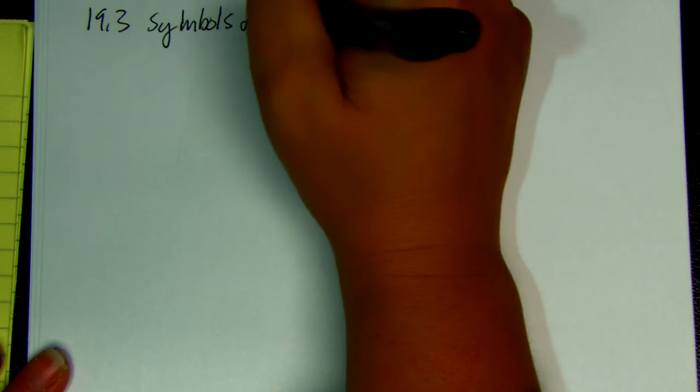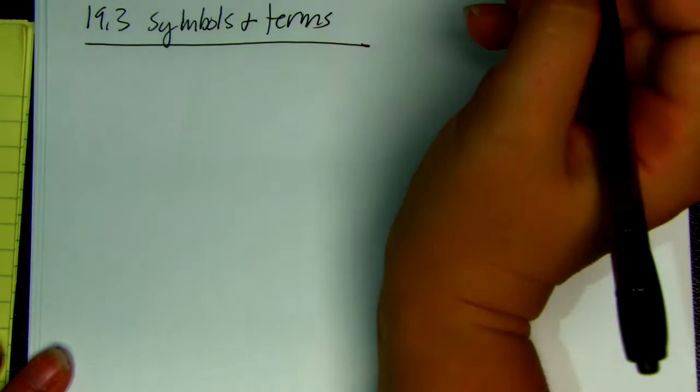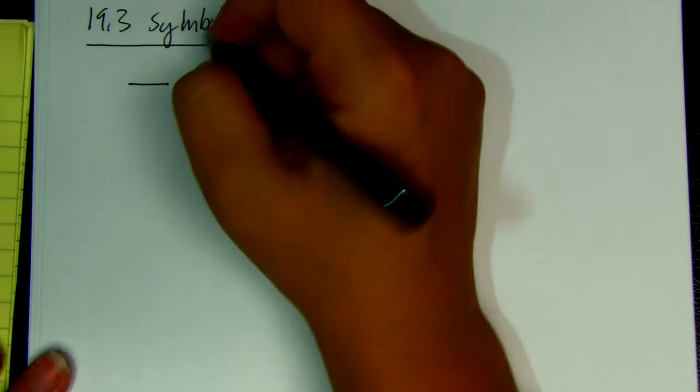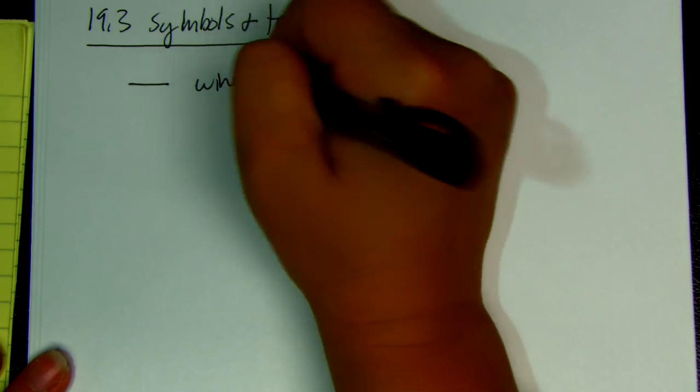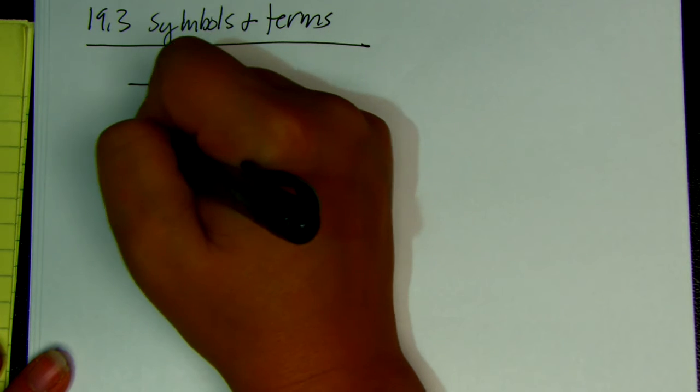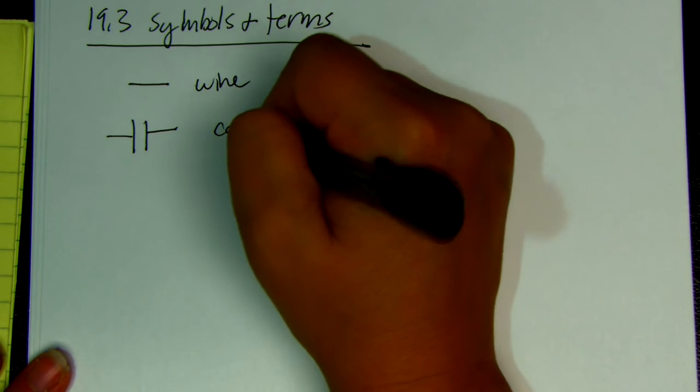Right, so moving on with 19.3, looking at the symbols and terms of circuits. So we've been seeing these, but now let's get them into our notes. If you see that in a circuit diagram, that would be a wire. This, where you've got two parallel plates, is a capacitor.